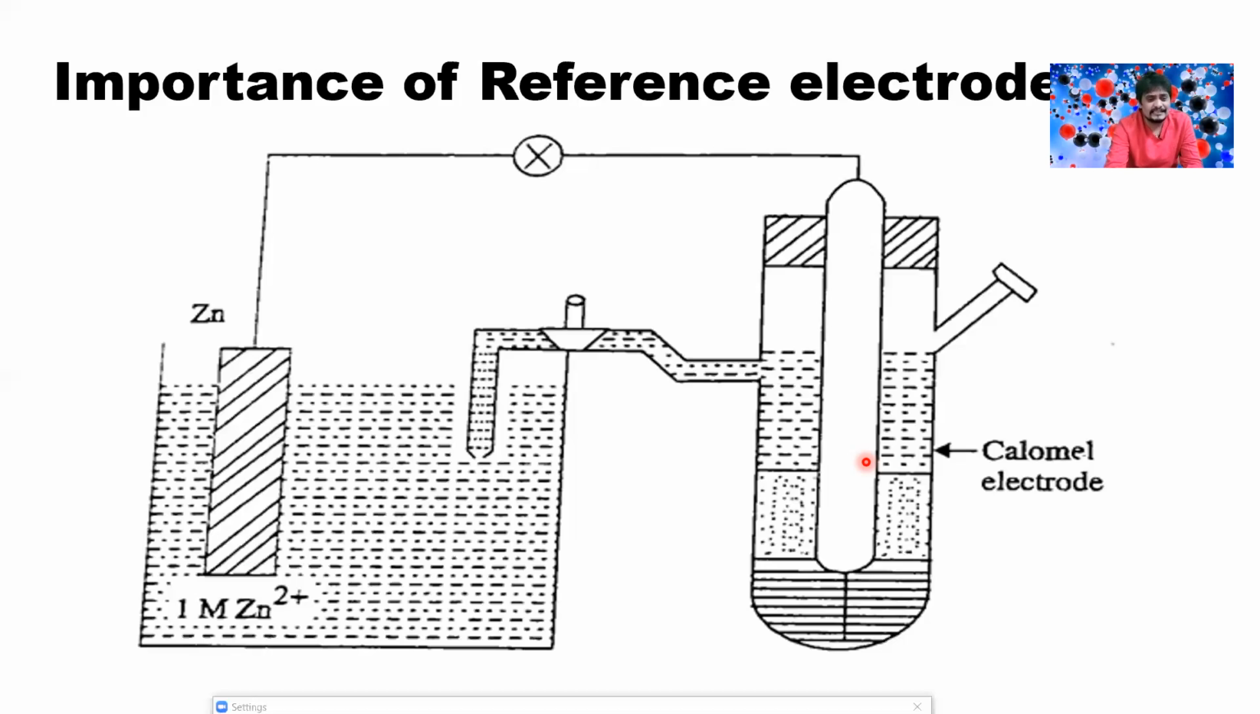In this case, the standard electrode potential of zinc is going to be determined, and zinc acts as anode and undergoes oxidation. Since zinc acts as anode and undergoes oxidation, our reference electrode acts as cathode and undergoes a reduction process. So this is the importance of the reference electrode.